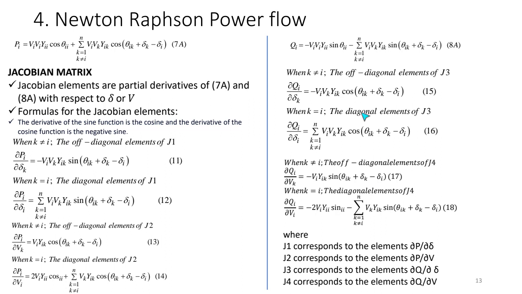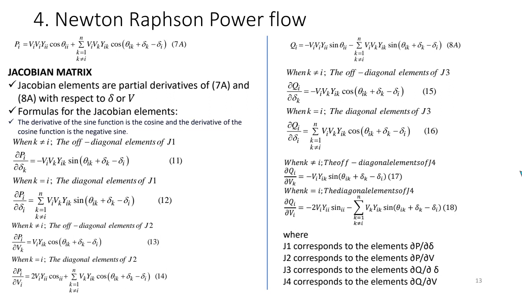It's a typographical error. And then, inside, we again take the partial derivative by Vi, which becomes 1. So the inside term stays as it is, but the Vi becomes 1: Vk Yik sine of theta ik plus delta k minus delta i. That is equation number 18. So basically equations 11, 12, 13, 14, 15, 16, 17, 18 are the partial derivatives of real power and reactive power with respect to delta and with respect to V.